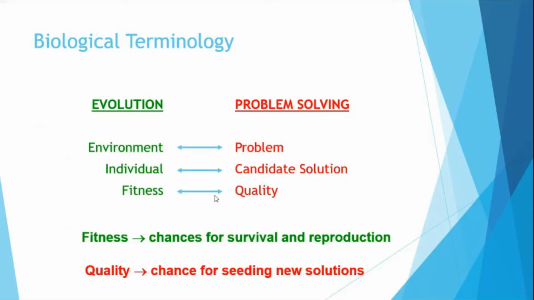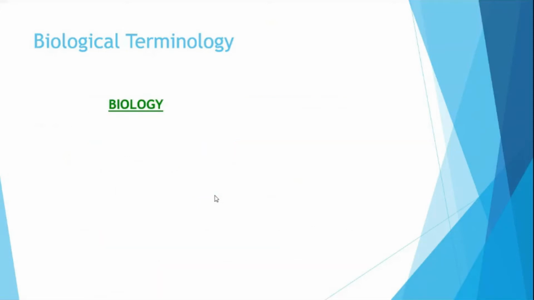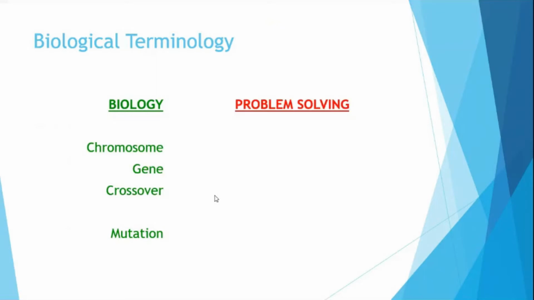So these terms are equivalent in terms of biological terminology. That is, environment is equivalent to problem, individual is equivalent to candidate solution, and fitness is equivalent to quality. And then some other terms, which are again in the theory of evolution as well as in biological terms, that is chromosome, then gene, then crossover, mutation, etc. I'm not saying all the related terms, but only the most important terms are being discussed here in the theory of evolutionary computation.